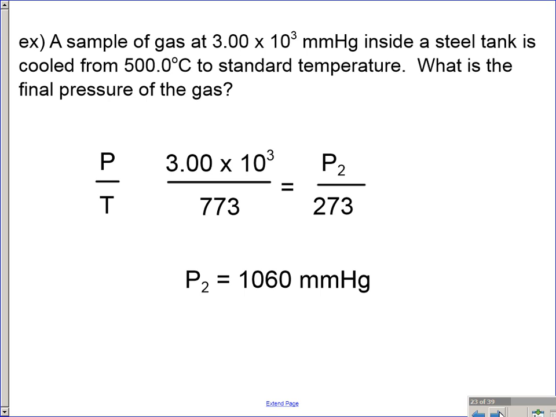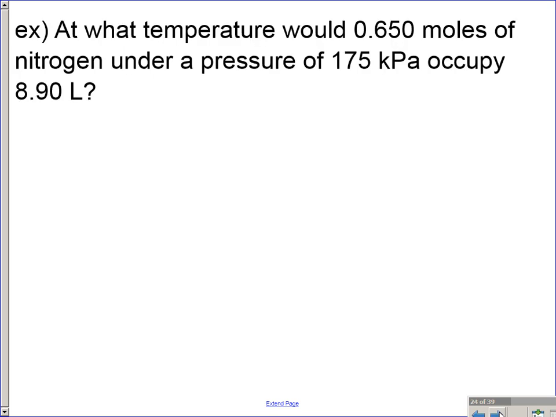Moving on to the third question. It said, at what temperature would 0.650 moles of nitrogen under a pressure of 175 kilopascals occupy 8.90 liters? So here it actually gives us moles. It also gives us pressure and volume, and it wants temperature. So the equation that has all of those is the ideal gas law, PV equals nRT.